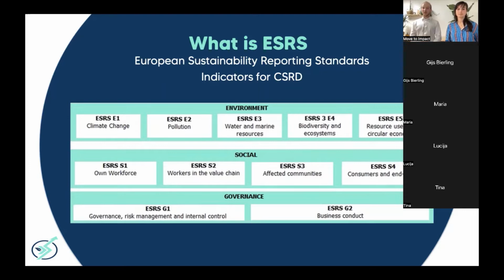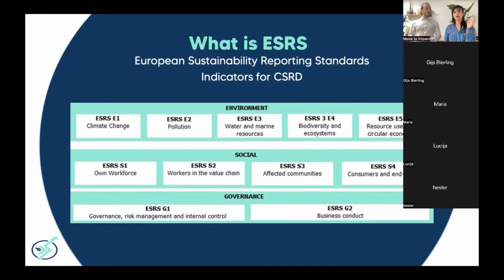E5 is about circular economy. One example could be, if you're a production company, what amount of your products are reusable? What kinds of plastic are you using? Are they reusable? When we go to the social part, it's a lot of metrics about your own workforce, about gender, about contracts, about illness. When we go to S2, it's about the workers in the value chain. It's providing information on them. You can give policies. It's not mandatory to have a certain policy. It's more important that you describe what policy you have on this topic.